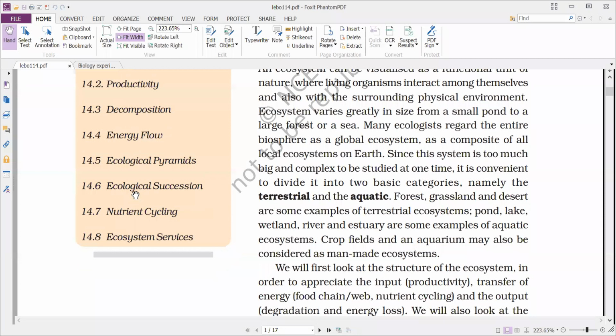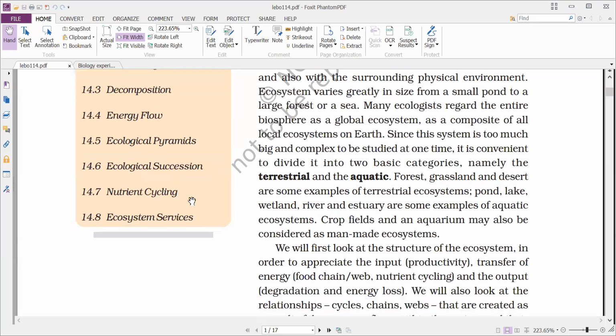And next, ecological succession. That means how life has started in a place, how it was gradually transformed, and how it is converted into a forest land from a barren land, where there is no life at all. From that, how the organisms have been gradually increased.